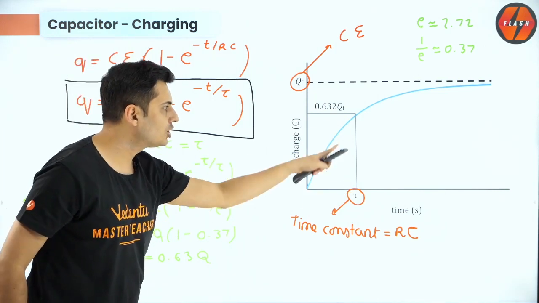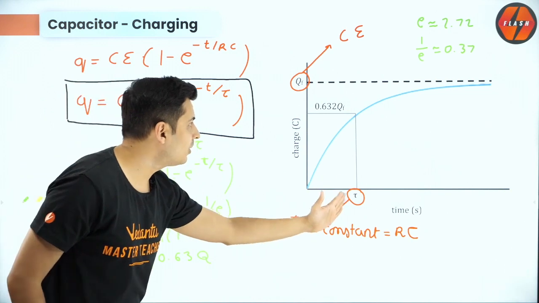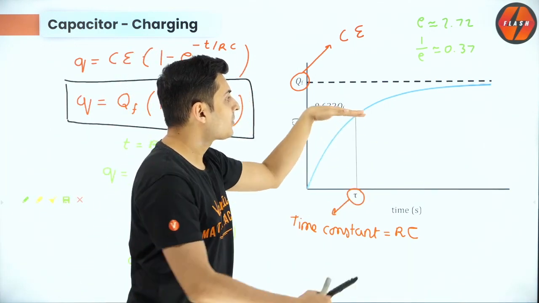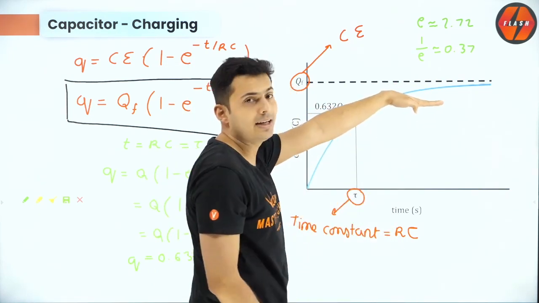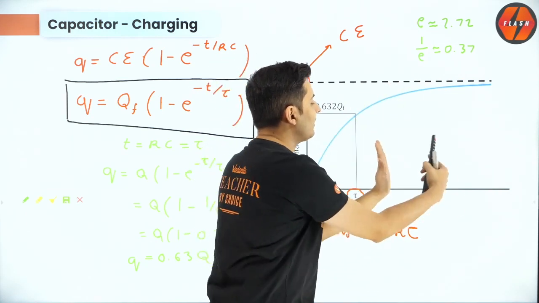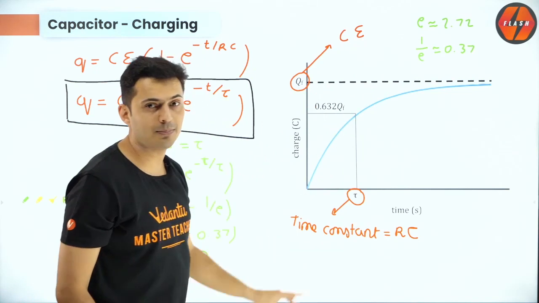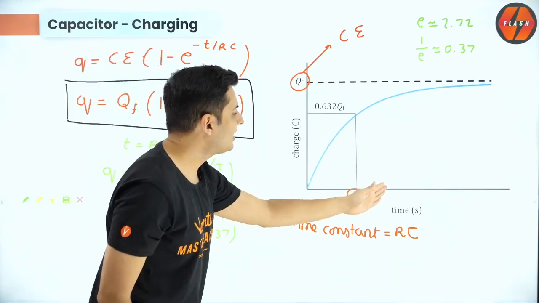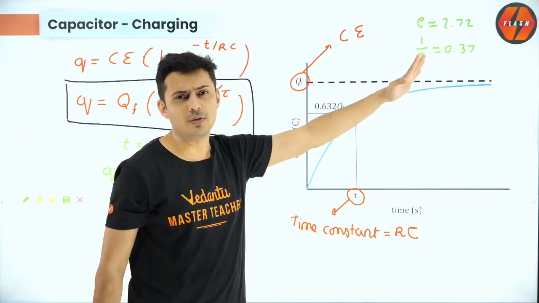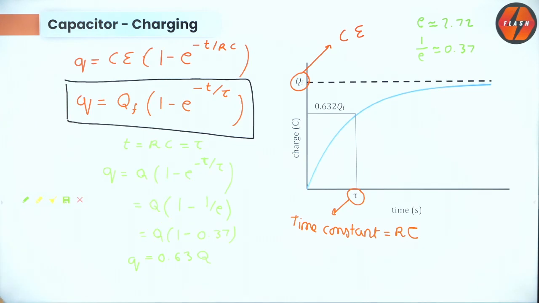That's why this value has been shown inside this graph. Understand that. So after one time constant, the charge is 63%. After two time constants, it will be 63% of that remaining value. After one more time constant, 63% of that remaining value. So it keeps building up. In fact, within some 3 or 4 time constants, it will be almost fully charged. So that is something you should remember.